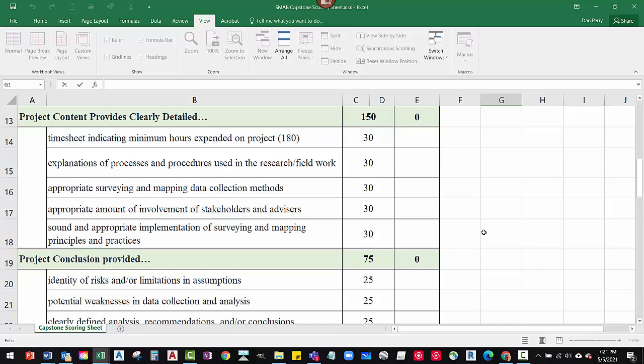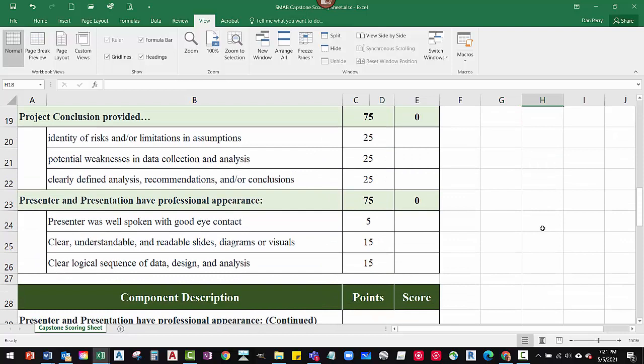And then, each project will vary a little bit there depending on the stakeholders and who the advisors are, technical advisors and academic mentors and so on like that. So the other one is sound and appropriate implementation of surveying and mapping principles and practices. Again, that's something you should be able to clearly work with without too much explanation.